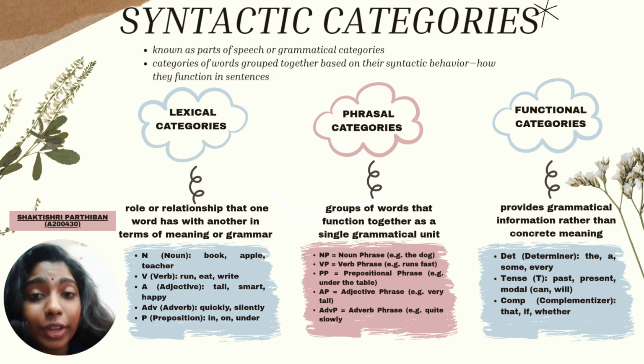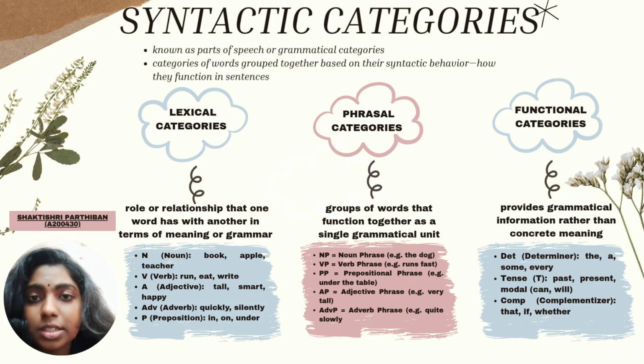Next, let's talk about phrasal categories. These are groups of words that can act like one part of speech. The main types are noun phrase, which is usually built around a noun, verb phrase, built around a verb and everything connected to an action. Prepositional phrase starts with a preposition and ends with a noun phrase. Adjective and adverb phrases are built around adjectives or adverbs, often with modifiers.